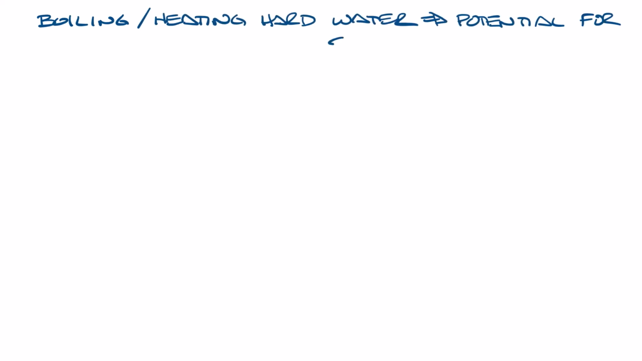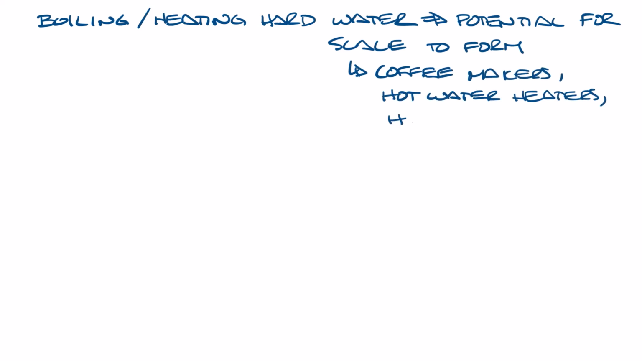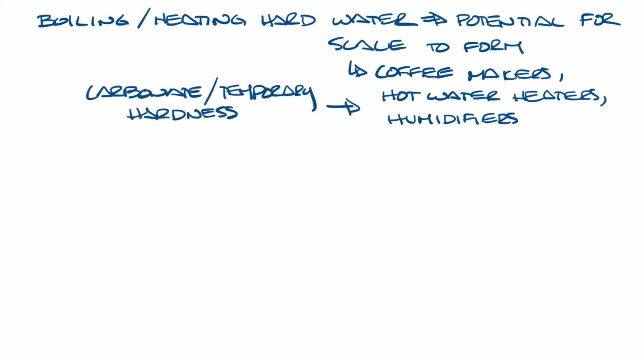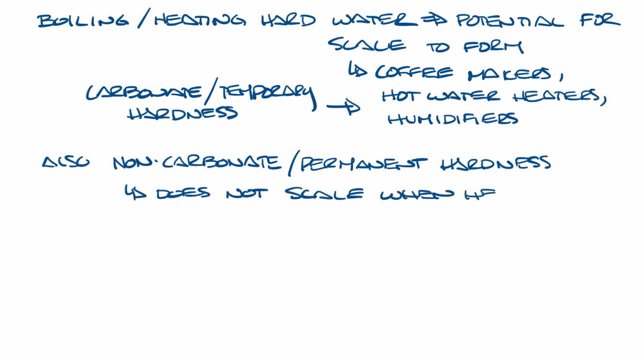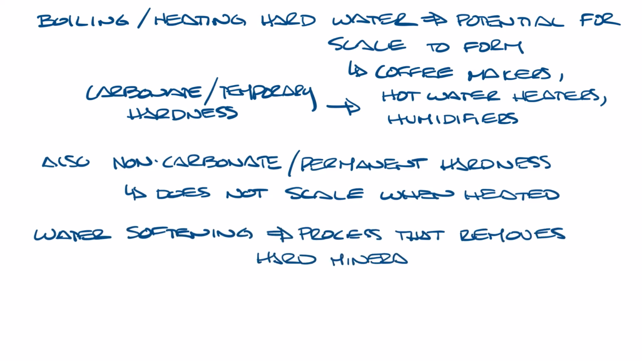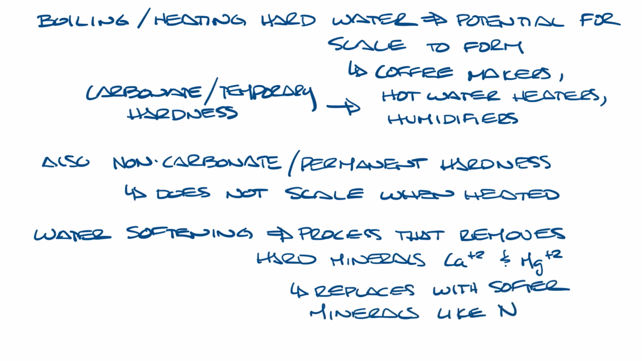So boiling or even heating hard water creates the potential for scale to form. You'll see scale in coffee makers, water heaters, and humidification systems. This is called carbonate or temporary hardness. There's also non-carbonate or permanent hardness, but this type of hardness doesn't form scale when heated, so we're not going to talk about this today. Water softening is a process that removes hard minerals like calcium and magnesium from the water and replaces them with softer minerals like sodium. This helps prevent scale buildup.